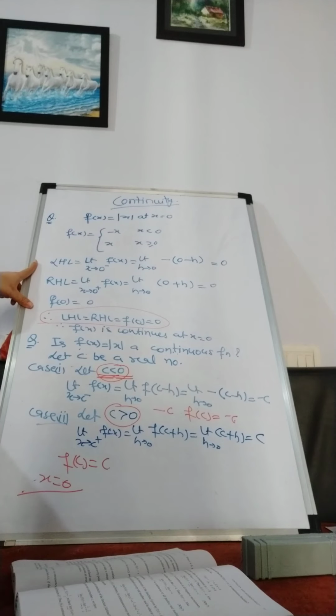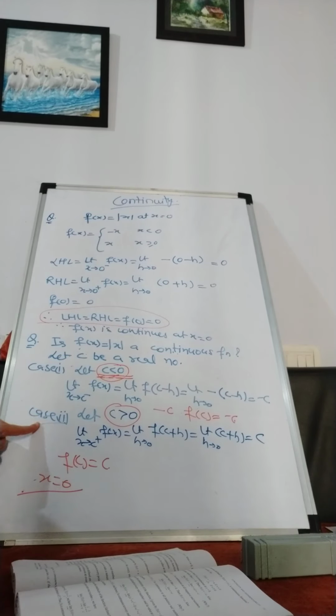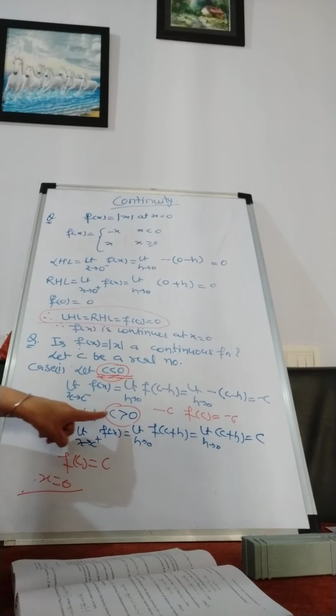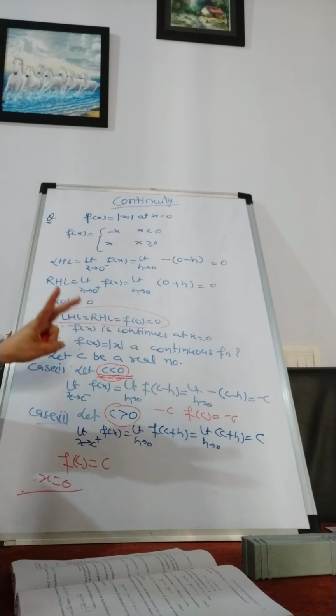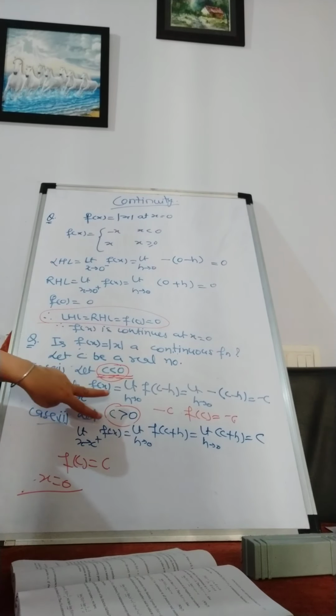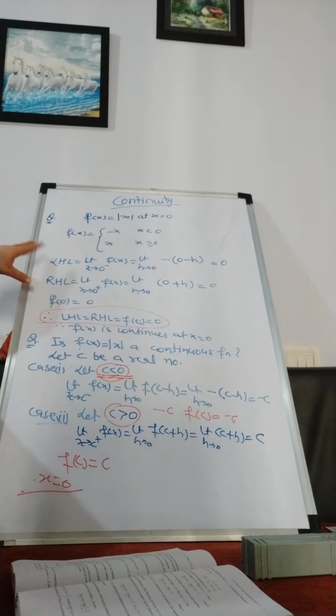And at x = 0, I have already shown you the function is continuous. So 3 cases will be there. Case 1 when c is less than 0, case 2 when c is equal to 0, and case 3 when c is greater than 0. Three cases: c less than 0, c greater than 0 and c equal to 0. You will repeat this.